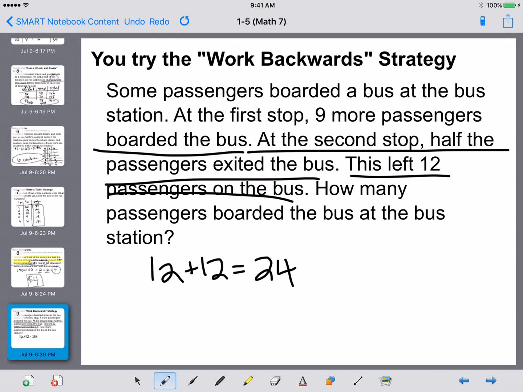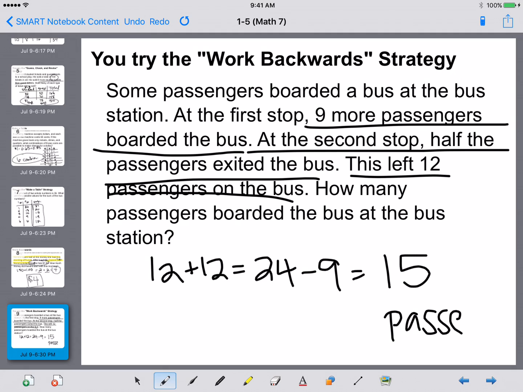At the first stop, 9 more passengers boarded the bus. So we need to take those 9 passengers away to get us to 15 passengers originally. Because you're doing the opposite. So if 9 get on, you need to take 9 away. If half get off, you need to add half on. Working backwards, you're doing the opposite. So 15 passengers originally boarded the bus at the first station, or at the original station.